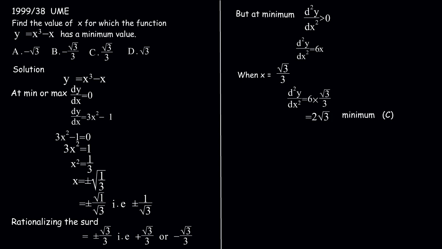But let's just test the other point, that is when s is equal to minus root 3 divided by 3. When s is equal to minus root 3 divided by 3, d²y over ds² is equal to 6 times minus root 3 divided by 3. Multiplying, d²y over ds² is equal to minus 2 root 3. Since it is less than 0, this is our maximum point.